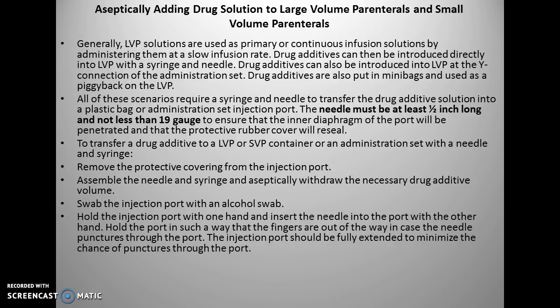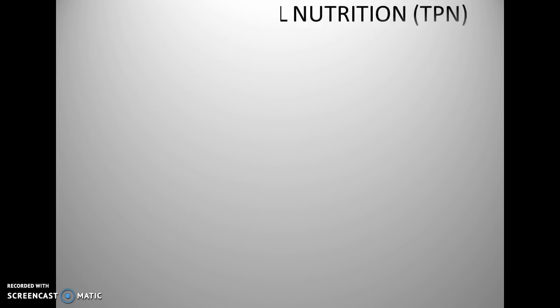Hold the injection port with one hand and insert the needle into the port with the other hand. Hold the port in such a way that the fingers are out of the way in case the needle punctures through the port. The injection port should be fully extended to minimize the chance of puncture through the port. Inject the drug additive solution. Remove the needle. Okay, and then finally you will do an inspection of the admixture, making sure that everything is correct.